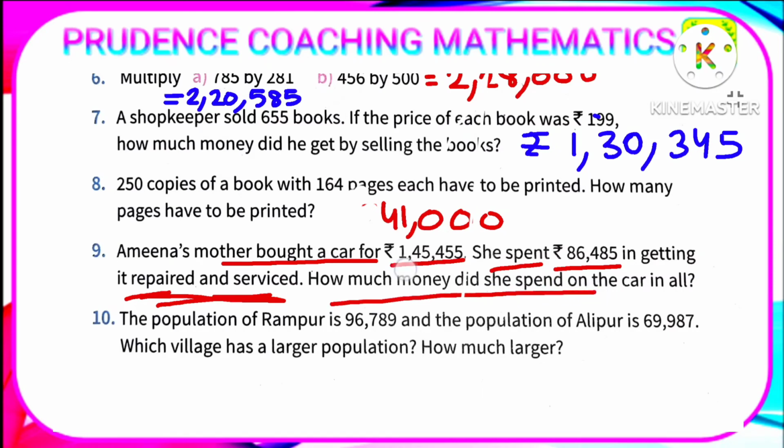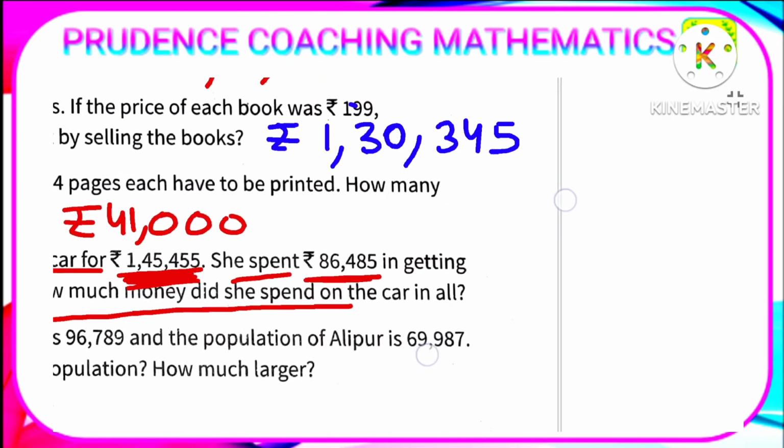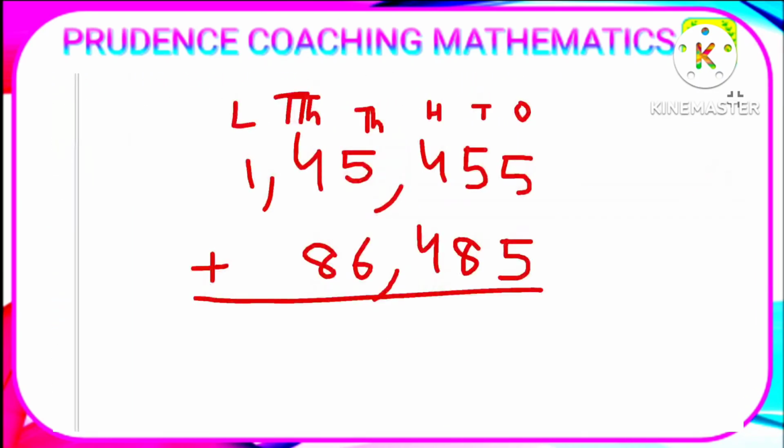So total amount spent by her. So you are asked to find out the total amount spent by her, that is the cost and the repairing. You need to add, then only you will find out the total amount she needs to pay. So you are going to add 1,45,455. So let us add 5 plus 5, you will get here 10. 5 plus 8 you are getting 13. 13 plus 1 is 14, so 14.